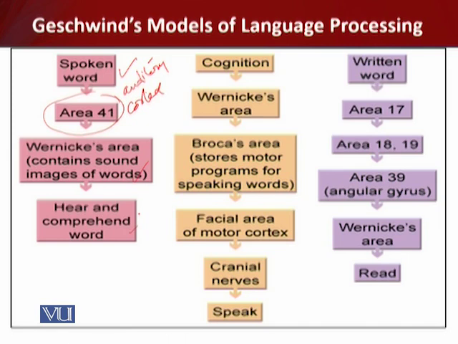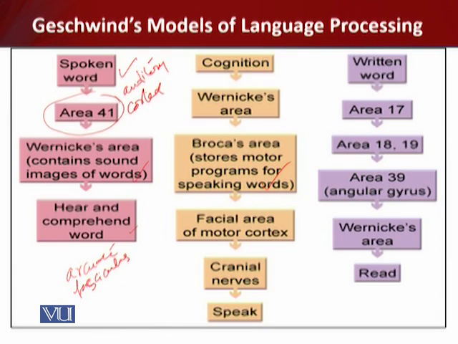In order to speak, the meaning of words is sent from Wernicke's area via the arcuate fasciculus to Broca's area, where morphemes are assembled. The model proposes that Broca's area holds a representation for articulating words.